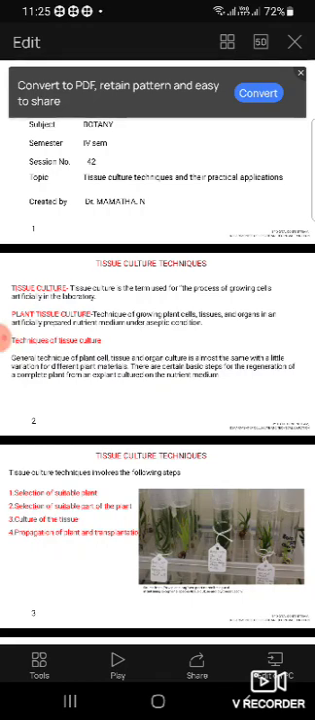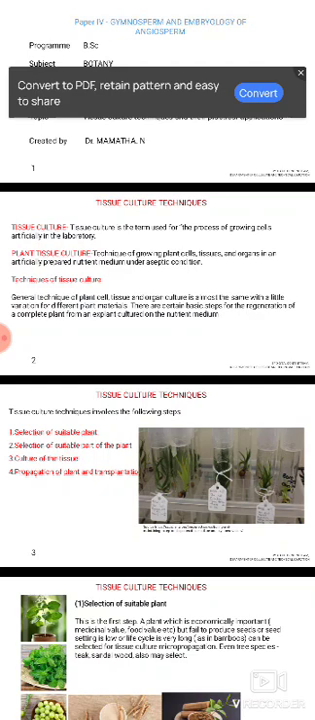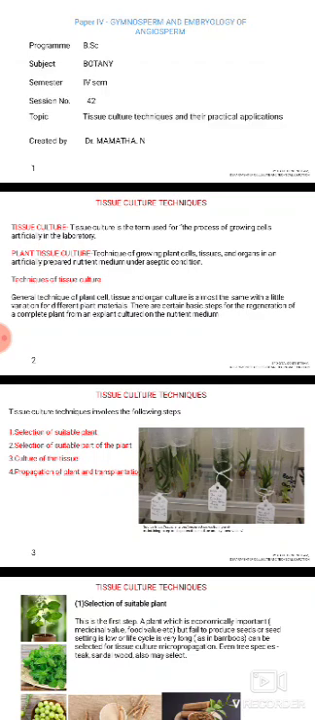Tissue culture techniques and their practical applications. Tissue culture is a term used for the process of growing cells artificially in the laboratory. Plant tissue culture is a technique of growing plant cells, tissues, and organs in an artificially prepared nutrient medium under aseptic condition.